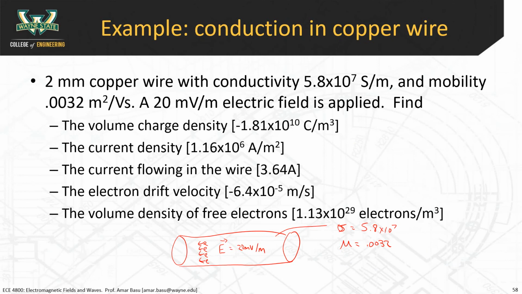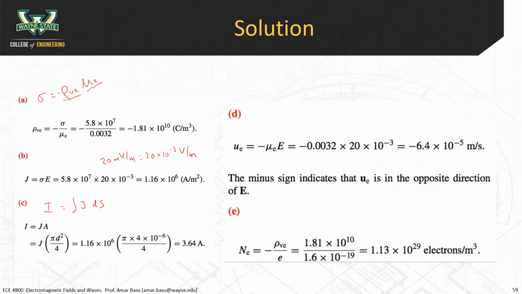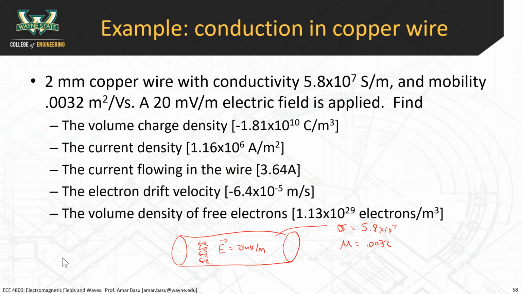Wait, hold on. We found the current density based on the electric field. The assumption in this problem is that the current density is uniform, and when the current density is uniform, I is equal to J times A. This is for uniform J across the cross-sectional area. That's why they're using this formula I equals J times A. So this is equal to J times pi d squared divided by 4. This is because you have this 2 millimeter copper wire.